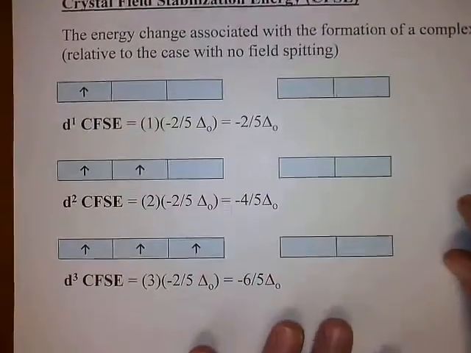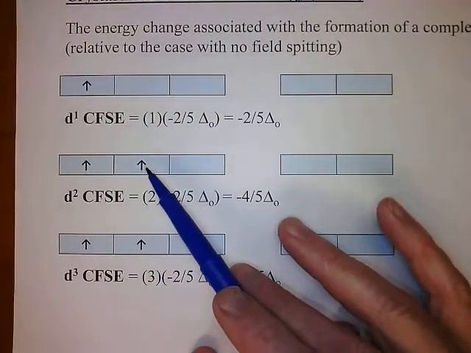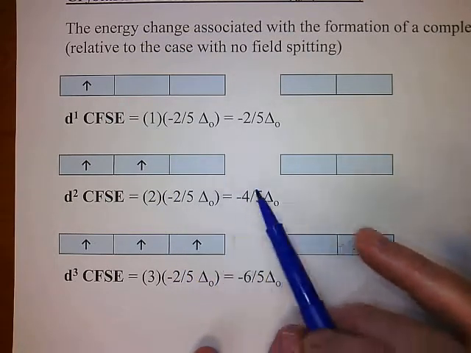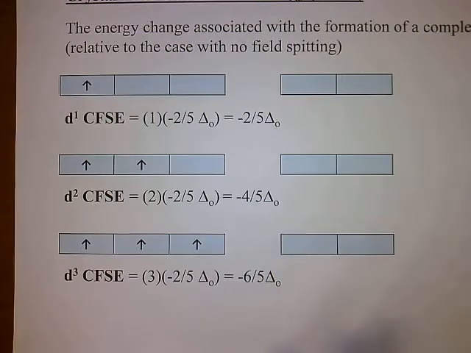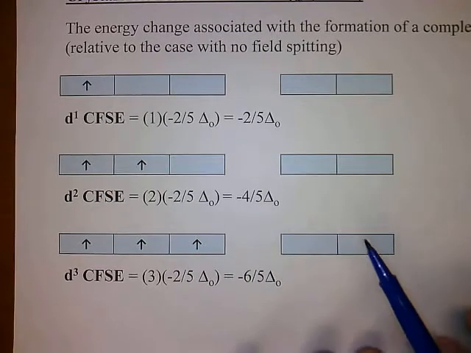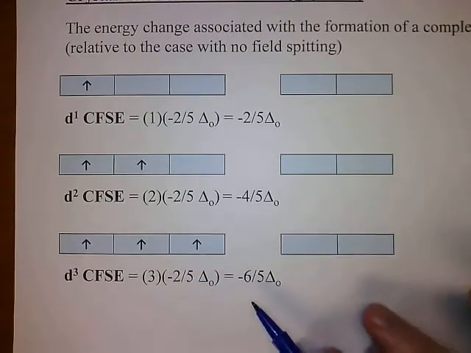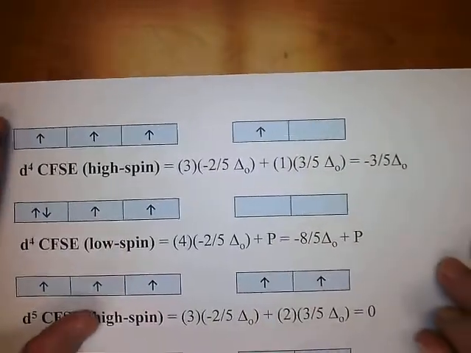Okay? For the D2 ion, we're simply adding another electron. So that's negative 2/5 times 2 times the field splitting, or negative 4/5 the field splitting. And for the D3 ion, it's simply 3 times negative 2/5 times the field splitting, or negative 6/5 the field splitting.